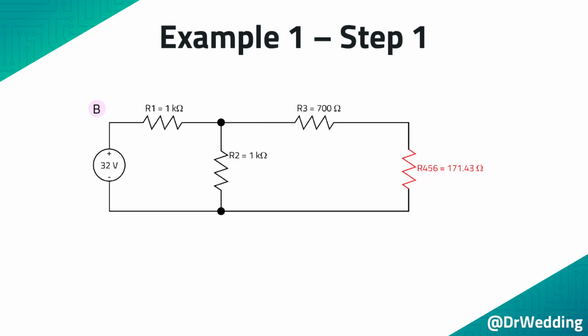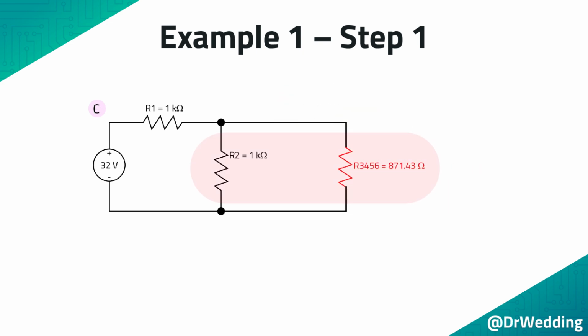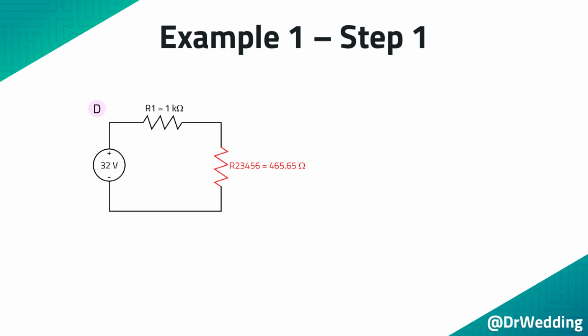Then combine the series resistors R3 and R4/5/6 and redraw the circuit. Then combine the parallel resistors R2 and R3/4/5/6 and redraw the circuit. We do not need any information about R1, so we will focus on the other resistors. The voltage across R2, 3, 4, 5, 6 can be calculated using the voltage divider rule.